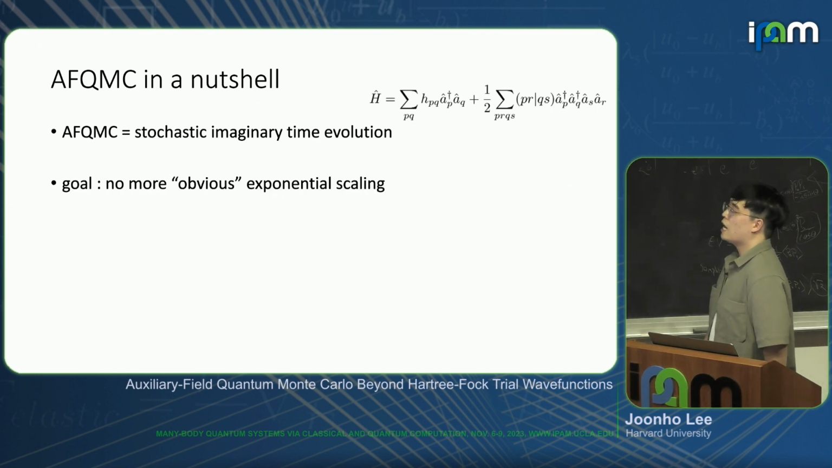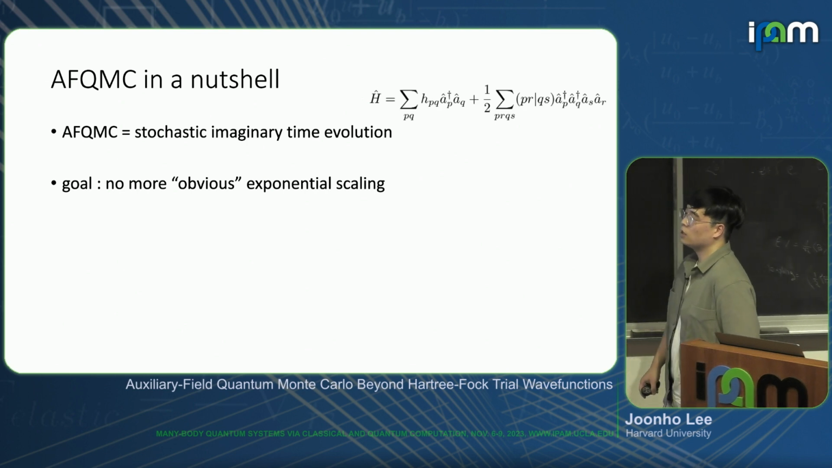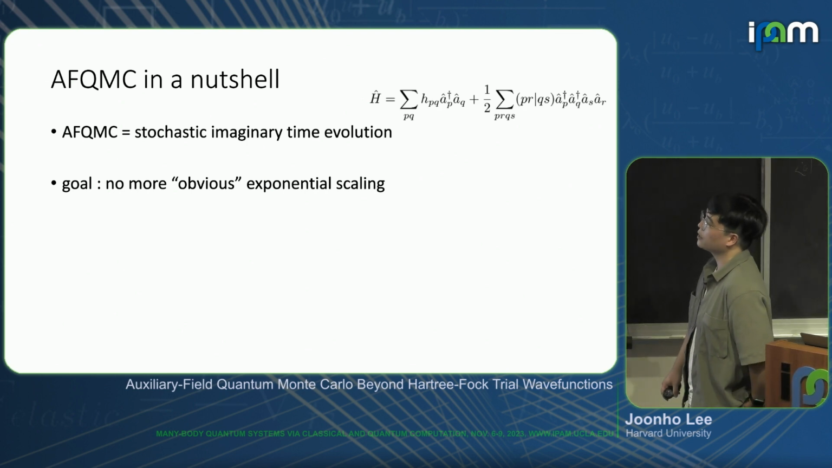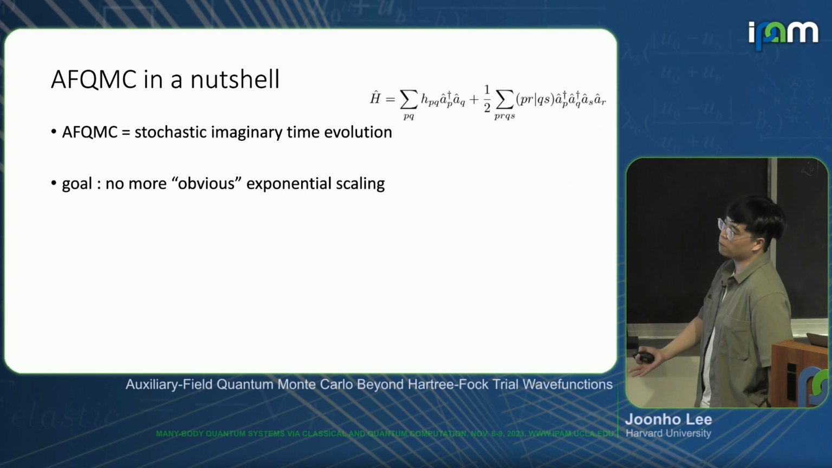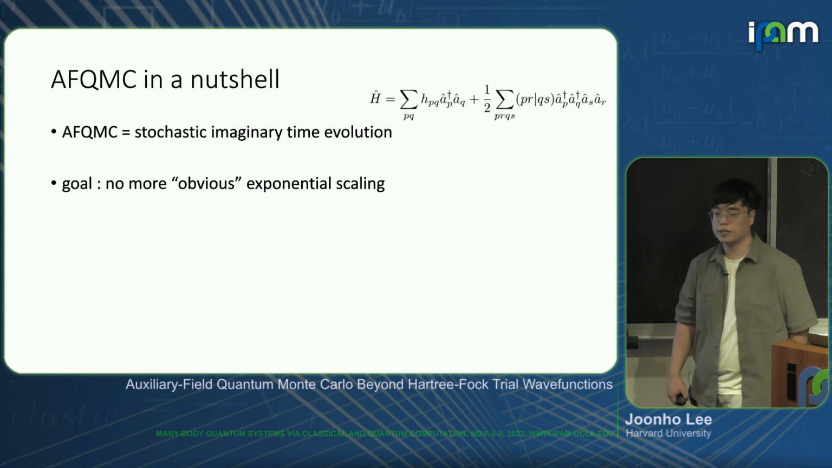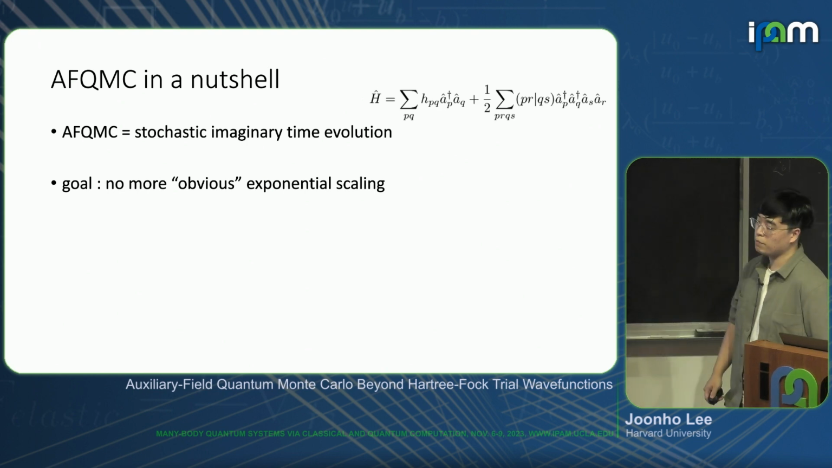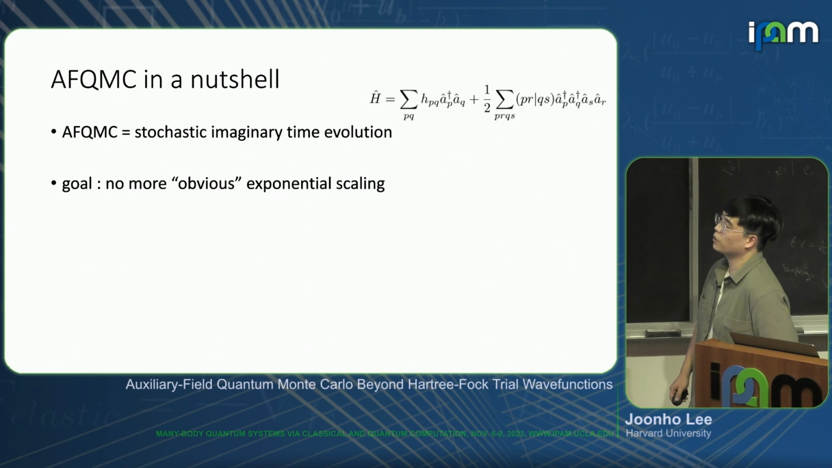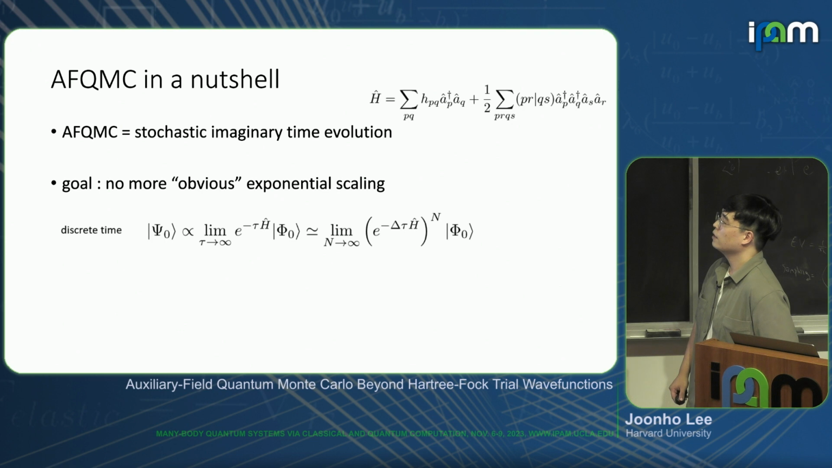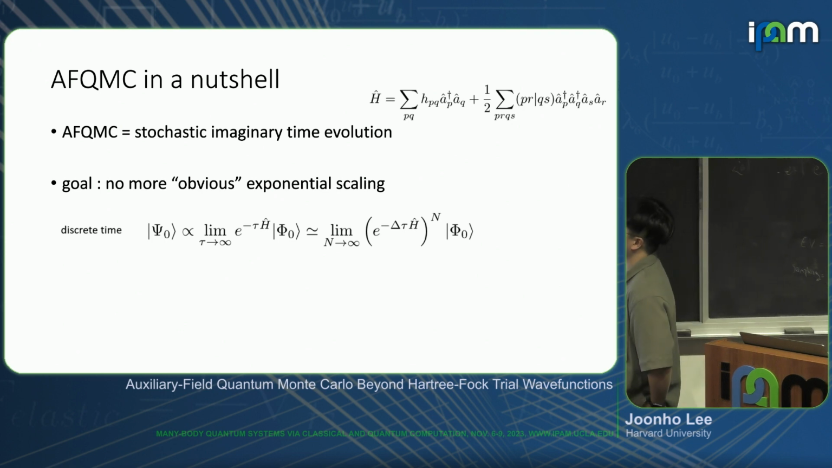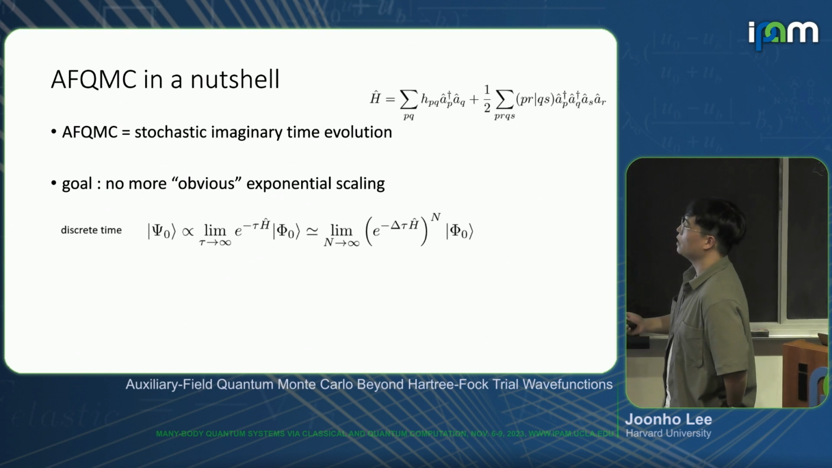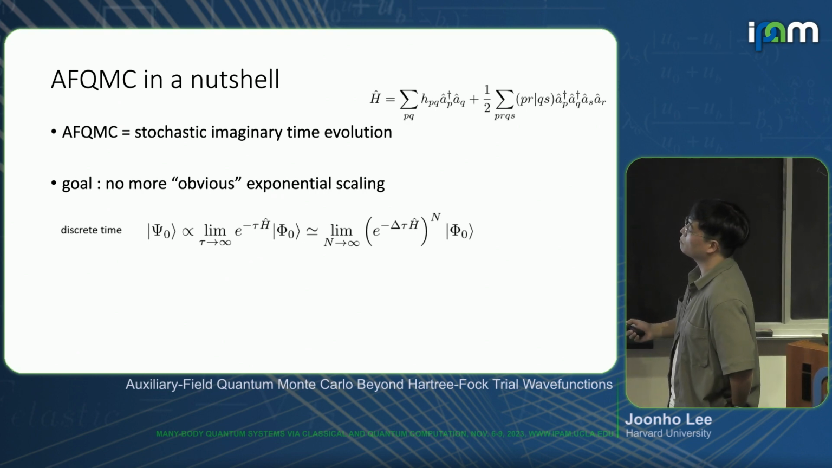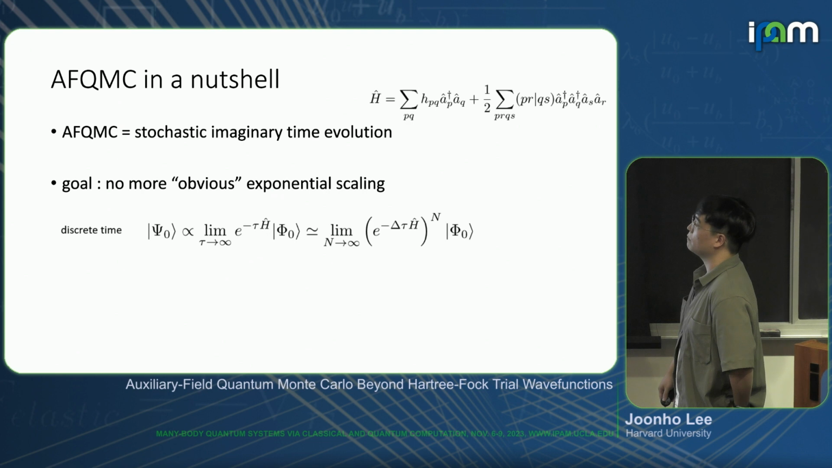The goal is I don't want to have any obvious exponential scaling coming from the fact that we have to store the state vectors or represent the propagators in the exponentially growing Hilbert space. So I don't want to do any of that. That's the goal. So we're going to discretize the time. So the limit of tau going to infinity is now converted into the limit of taking time steps to infinity.